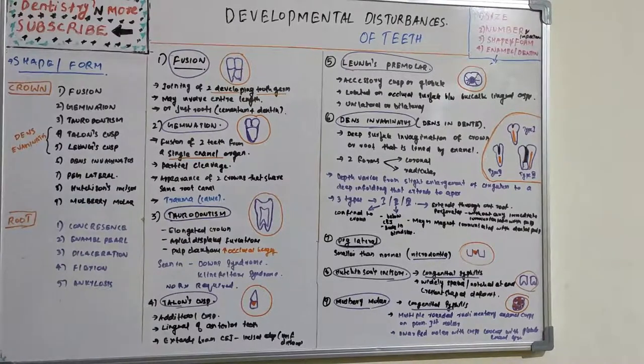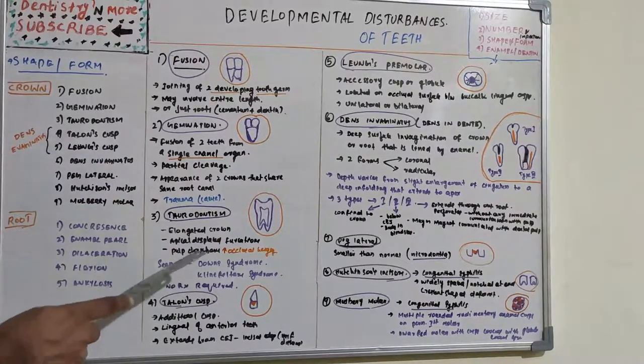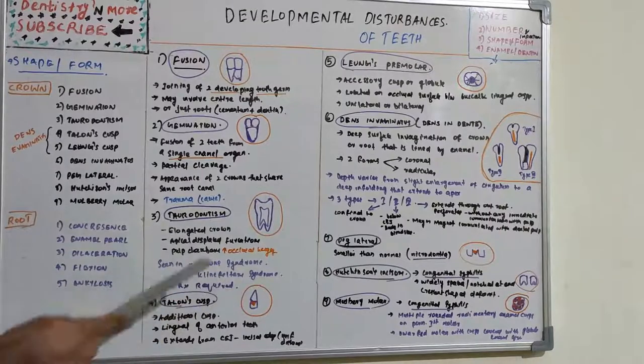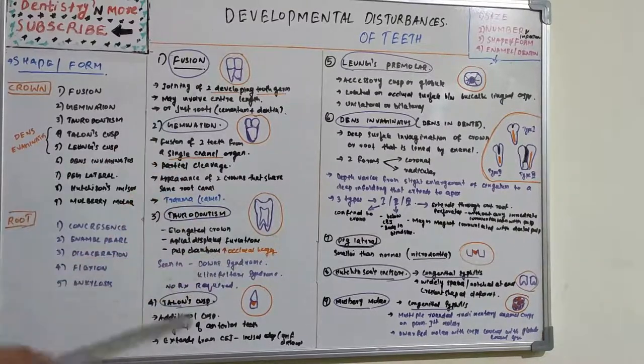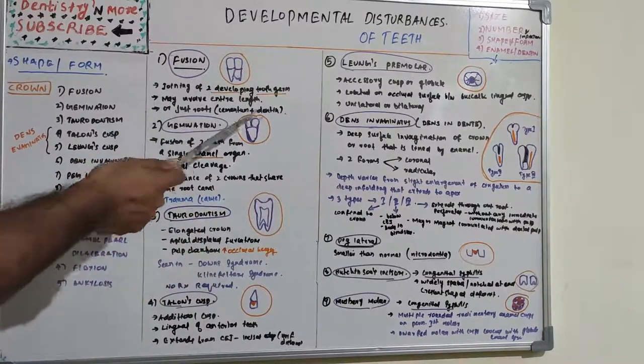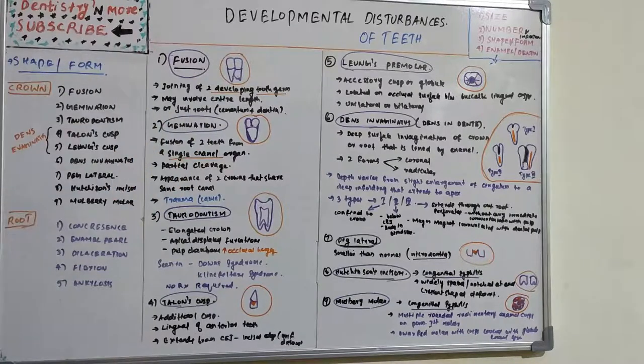It is most commonly seen in Down syndrome and Klinefelter syndrome. Basically, it doesn't require any treatment. That is taurodontism, elongated crown. Gemination is splitted crown. This is fused crown.